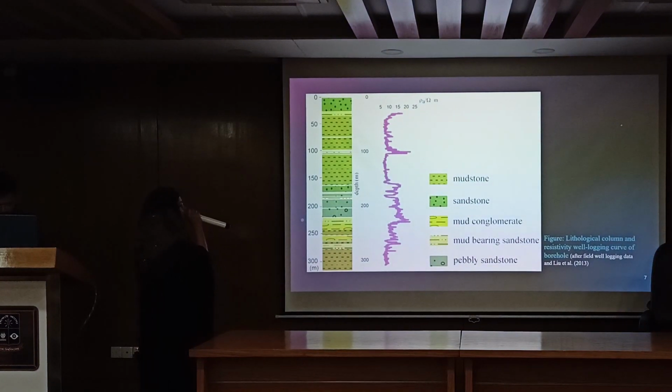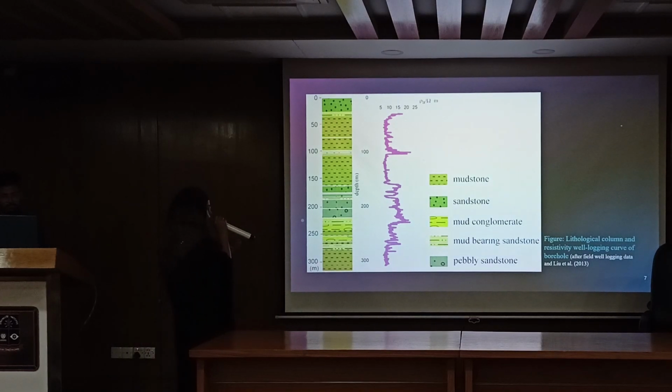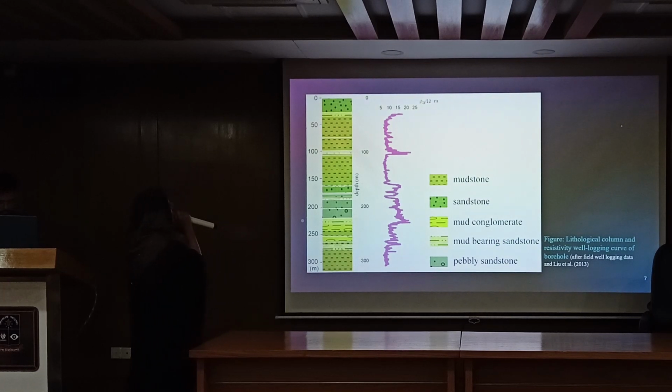Here is a figure of a lithological column and resistivity well logging curve of a borehole. The well shows a low resistivity value along the mud conglomerate, whereas the higher resistivity value is shown along the sandstone, mud-bearing sandstone, and pebbly sandstone.